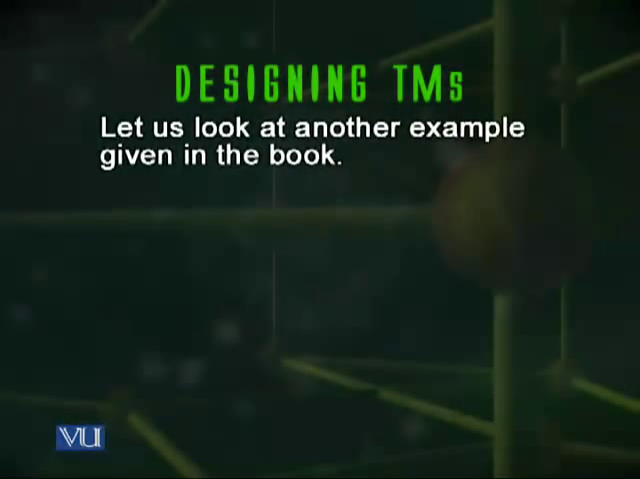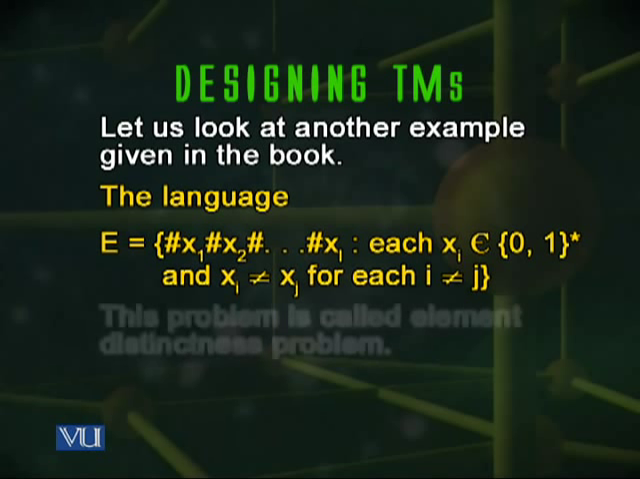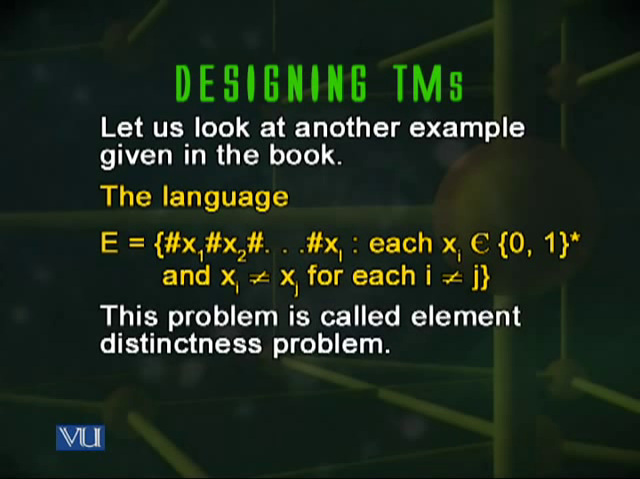Once again, we will not solve this example in detail, but only give an informal description of the Turing machine that would accept this language. Let us look at another example given in the book. Let's look at the language E. E consists of all strings of the form #x1#x2 all the way up to #xl, where each of these xi's is a string over zeros and ones, and all these xi's are distinct. So if i is not equal to j, then xi cannot equal xj. This problem is also called element distinctness.